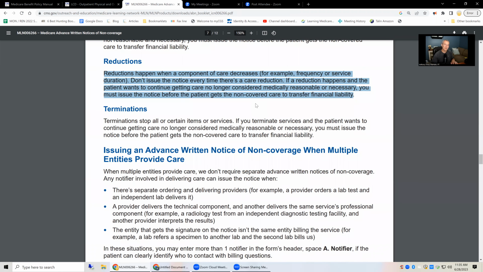Termination. So this is back to what is maintenance that's covered by Medicare versus what is maintenance that's not covered by Medicare. Termination stops all or certain items of service. If you terminate services and the patient wants to continue getting care no longer considered medically necessary or reasonable, you must issue the notice before the patient gets the non-covered service to transfer financial liability.